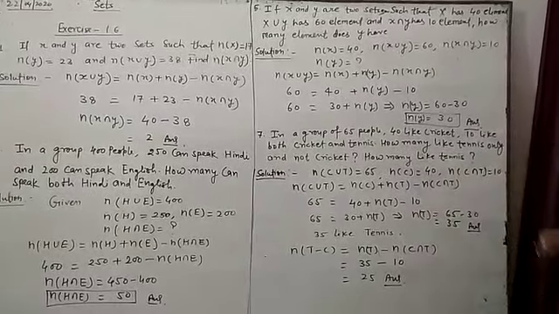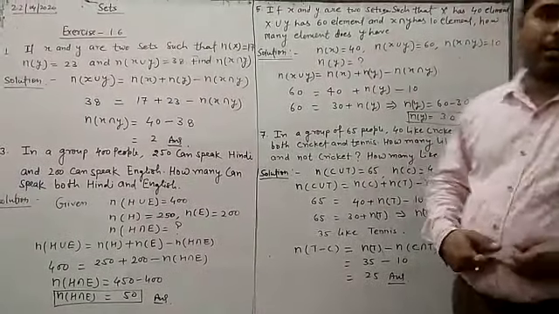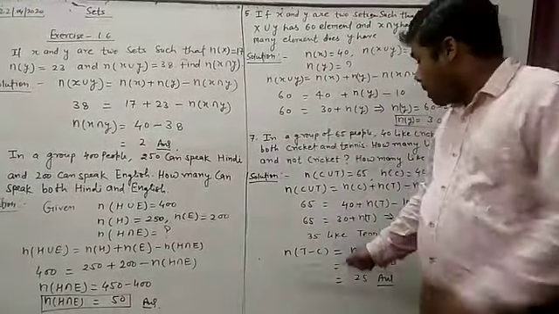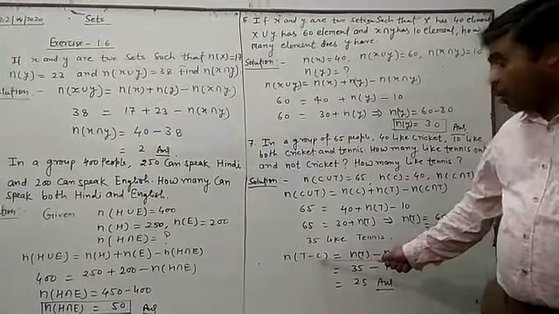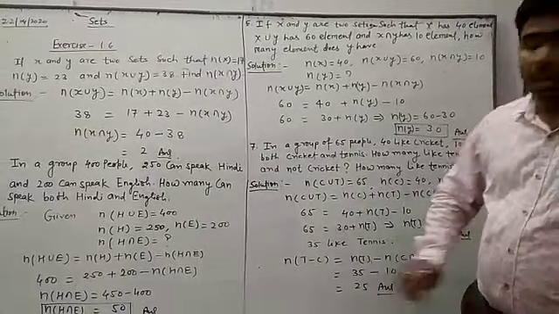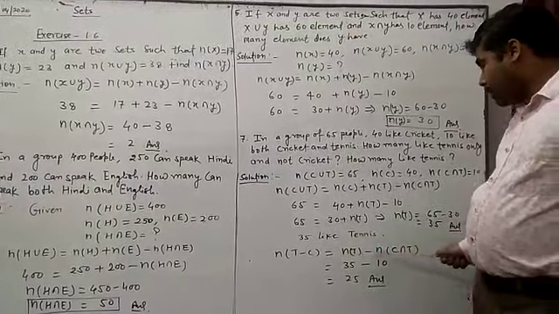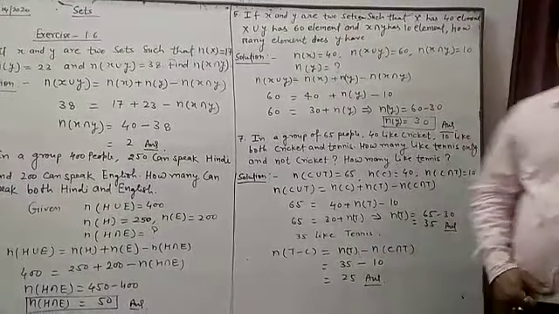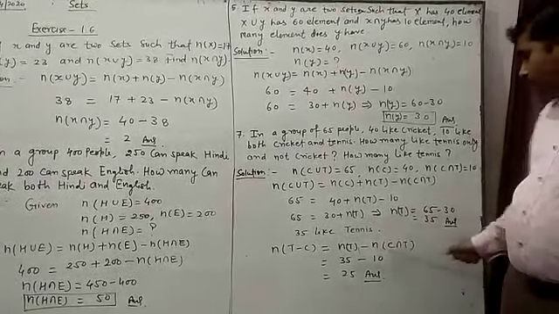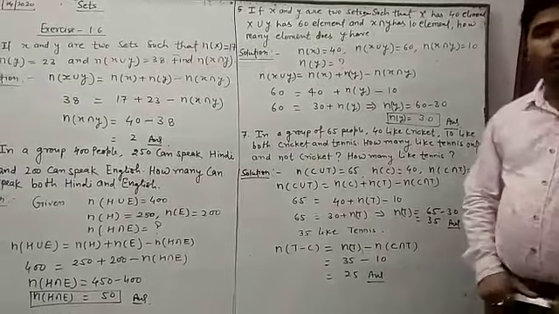Now after that, one more question: how many like tennis only and not cricket? Tennis only and not cricket means T minus C is being asked. The number of elements in tennis not cricket means T minus C. In mathematical language, not means minus. n(T minus C) is equal to n(T) minus n(C intersection T). n(T) we found is 35, and n(C intersection T) is 10. So 35 minus 10 is equal to 25.